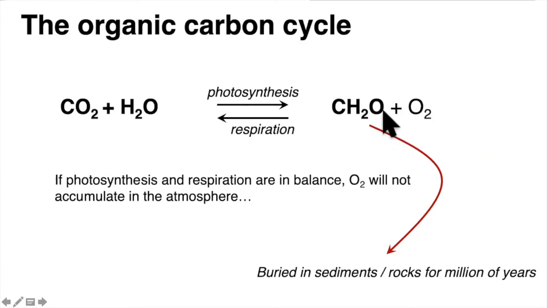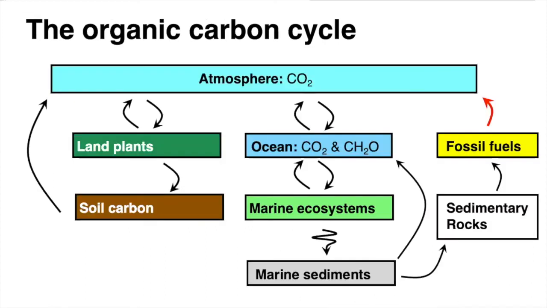The only way you can have oxygen escape to the atmosphere is if some of this biomass is preserved for long periods of time. And the major way to do this is burying this carbon in sediments and rocks for millions and millions of years. So this is a sketch of the organic carbon cycle. Here, the main starting point is atmospheric carbon dioxide that's ultimately from volcanic activity, but also in equilibrium with the oceans.